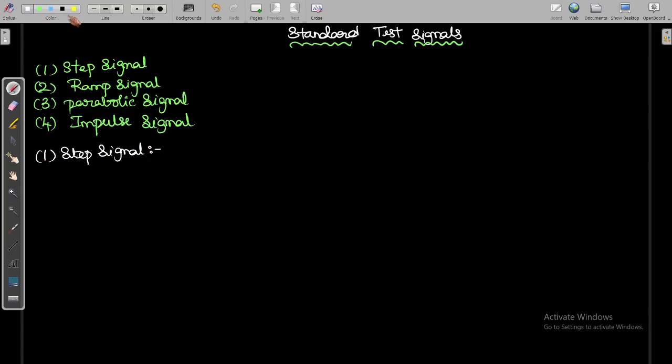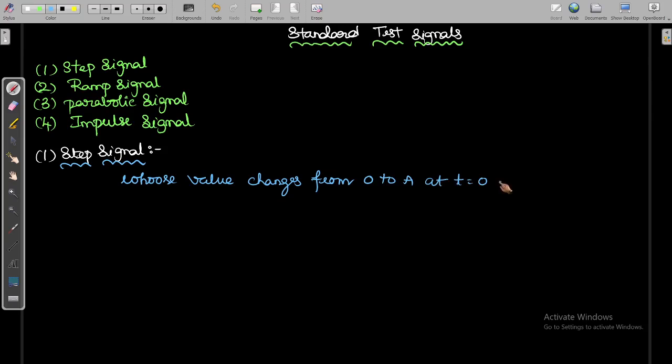So what is the step signal? We already know this from the signals and systems subject. In that we saw the meaning of the step signal. The step signal is a signal whose value changes from 0 to A at t equals 0 and remains constant. So that type of signal we will call the step signal.